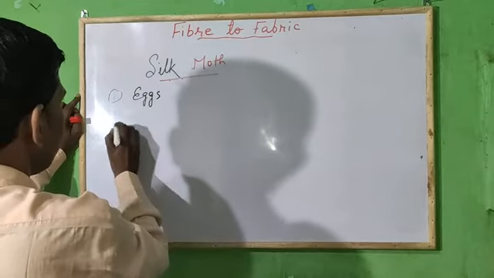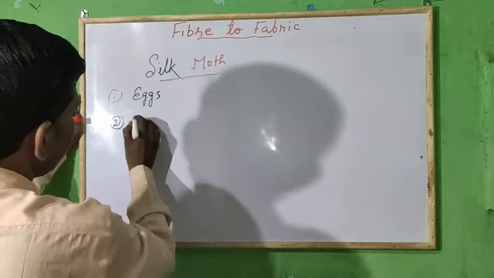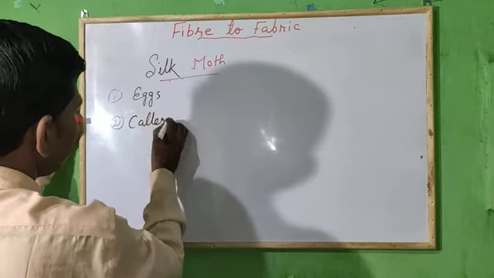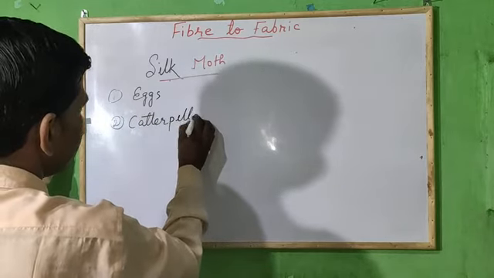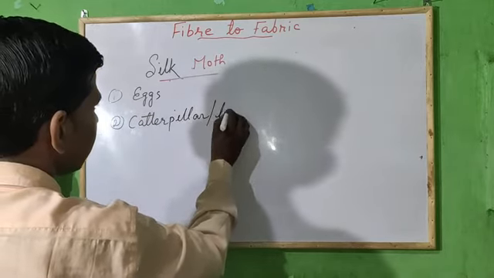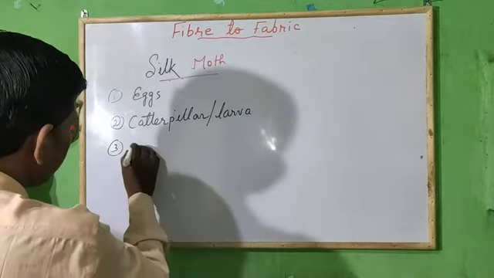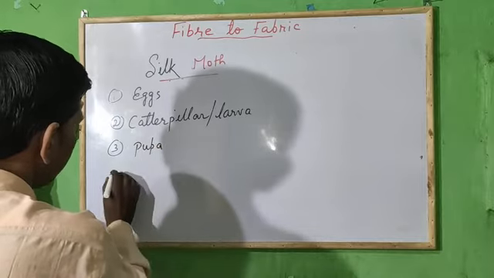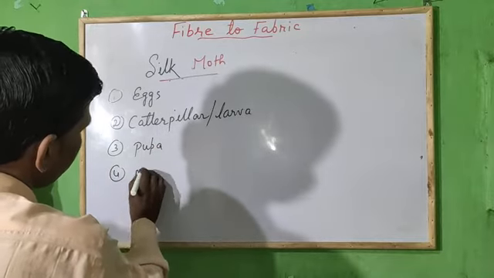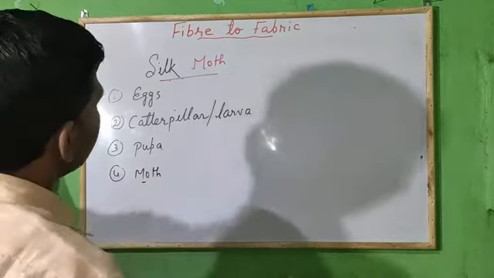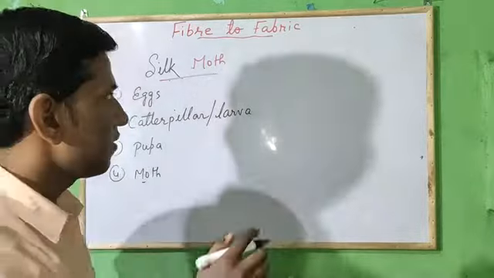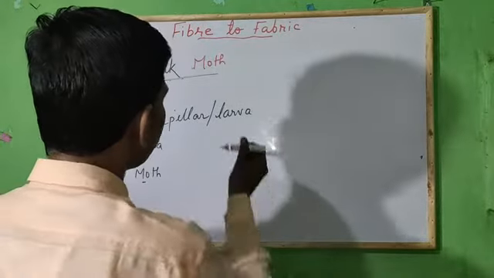the egg-laying stage. The second stage is the caterpillar stage, also called the larval stage. The third stage you can see is the pupa stage. The fourth stage is the moth stage. Clear? So we will start one by one. Step number 1. What happens during step number 1?